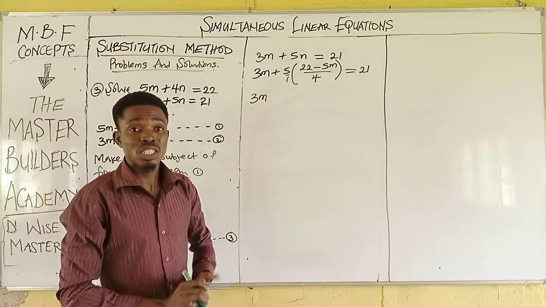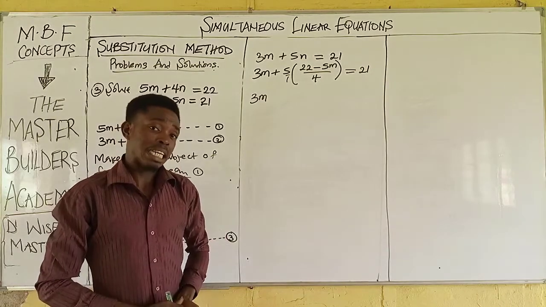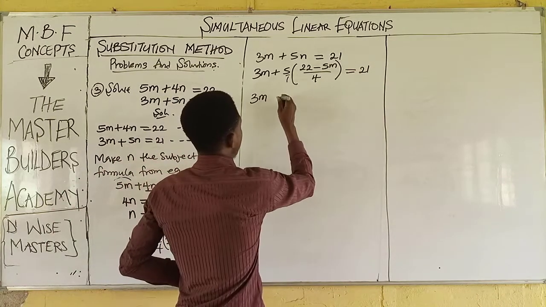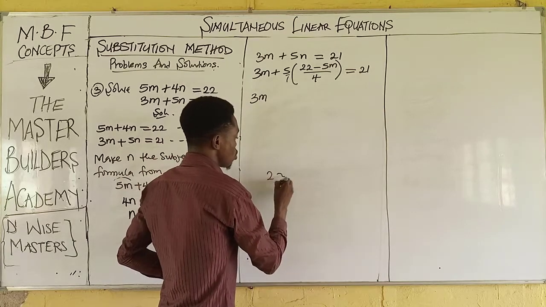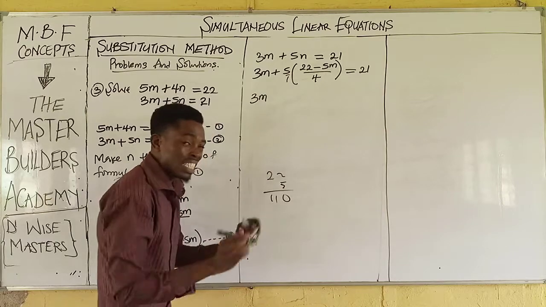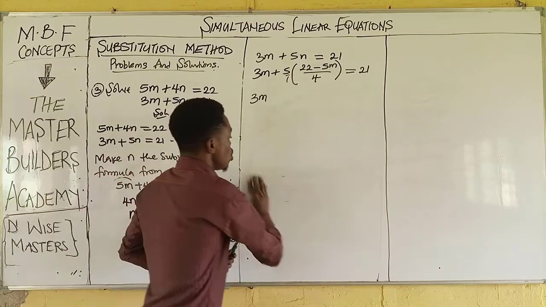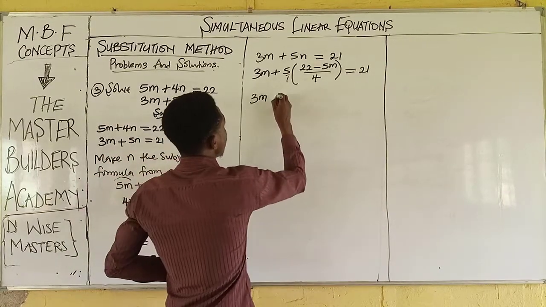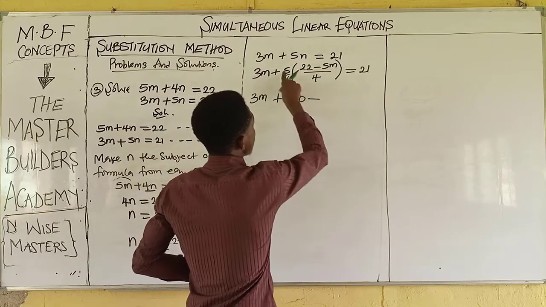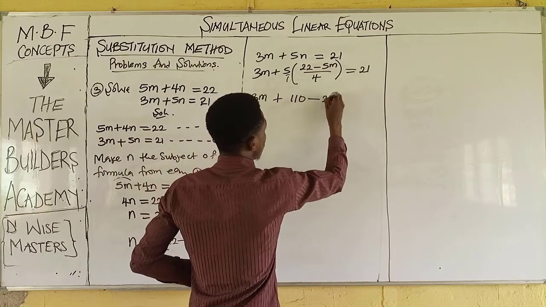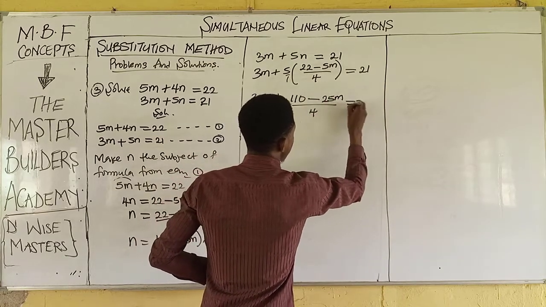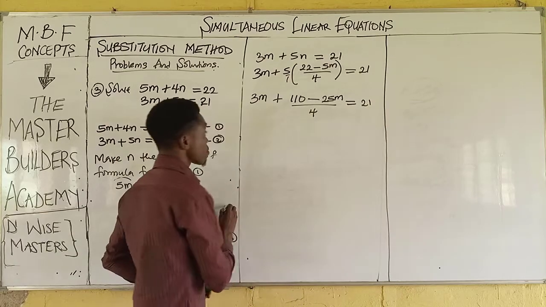But 5 times 22 is 110. Hope that is taken. Yes, 110. You can also do it this way: 5 times 2 gives 10, so you have 0, and this time this is 11. You can have it this way. Now let's go. So it's 110. Then we have 3m plus 110, then minus 5 times 5m will give us 25m, all over 4 is equal to 21.